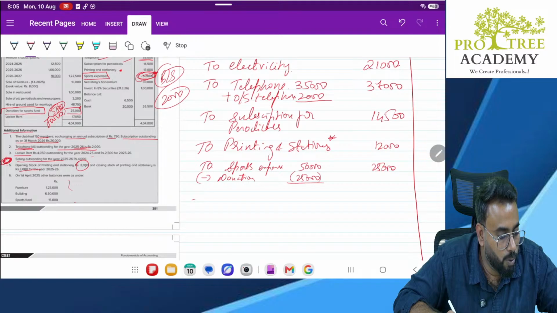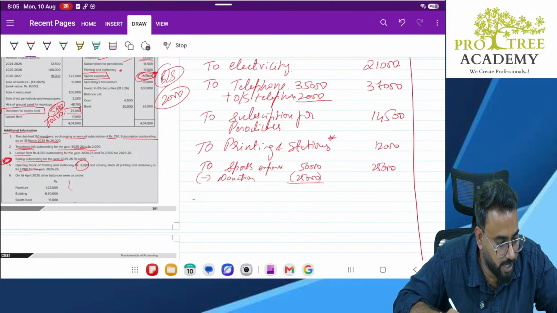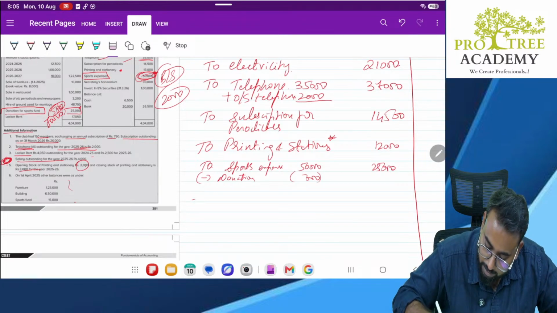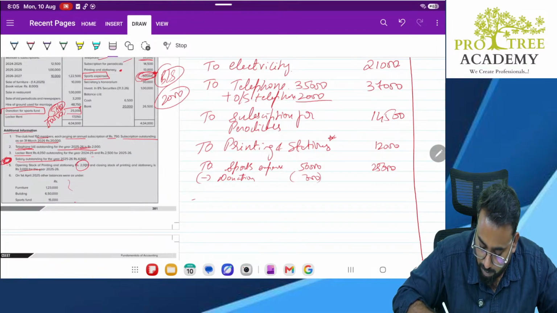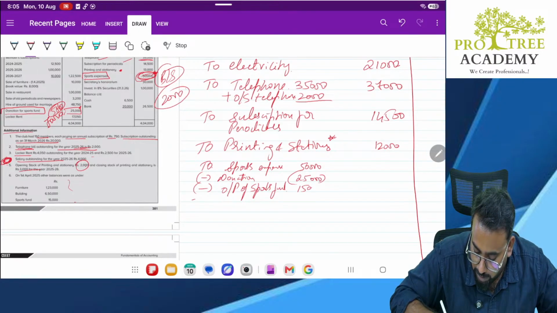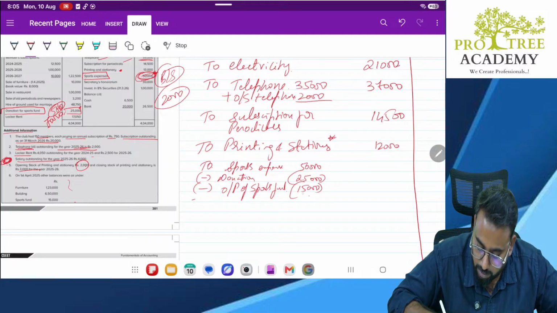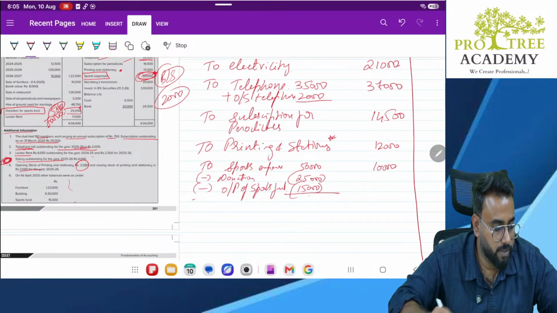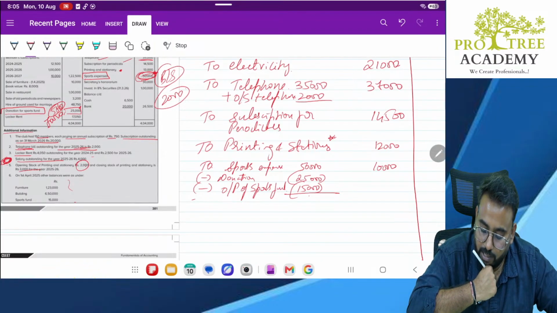Next. What is next? One second. Did we have any opening balance of sports fund? Oh, here. Sorry, guys, I missed. We have opening balance as well. Minus opening balance of sports fund. How much is that? 15,000. Now you do, sir. 10,000. 10,000 is your expenditure. Clear?